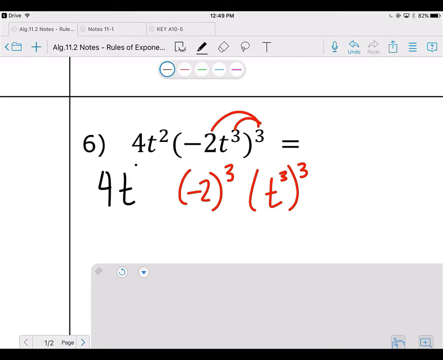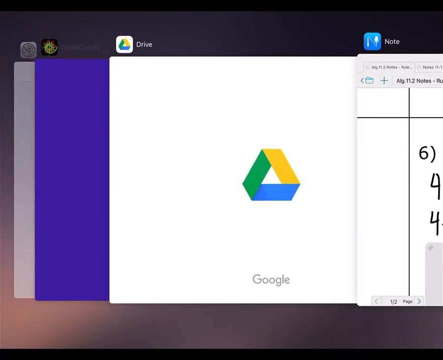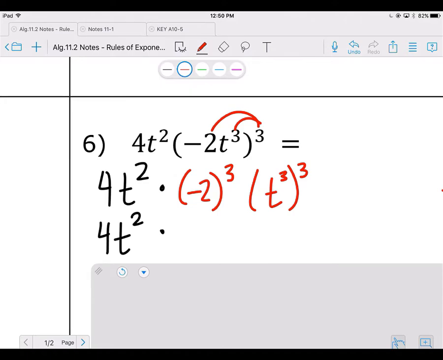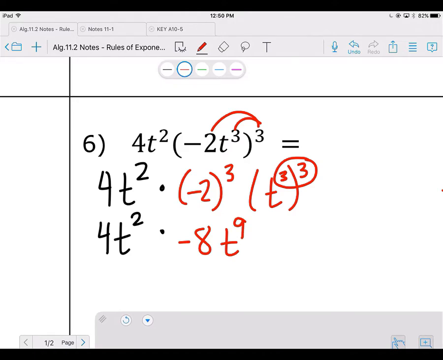Now, 4t squared stays exactly where it is for now. So 4t squared is not changing because I don't have any parentheses or anything I need to simplify. Negative 2 cubed goes in my calculator, and I make sure that I put negative 2 in parentheses. If I do not, it will tell me the wrong answer, and I get negative 8. These are being piggybacked, so 3 times 3 is 9.